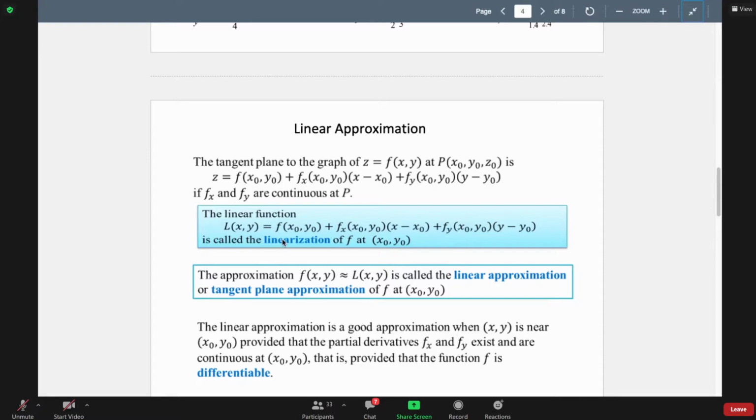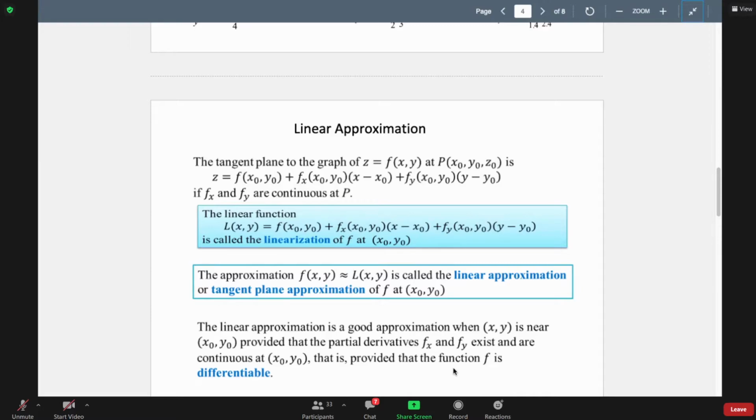You can call this linearization, you can call it linear approximation, you can call it tangent plane approximation. Just three different terms for the same thing. So again, the linear approximation is a good approximation when the point (x, y) is near (x0, y0), provided that the partial derivatives fx, fy exist and are continuous, which means that the function is so-called differentiable.